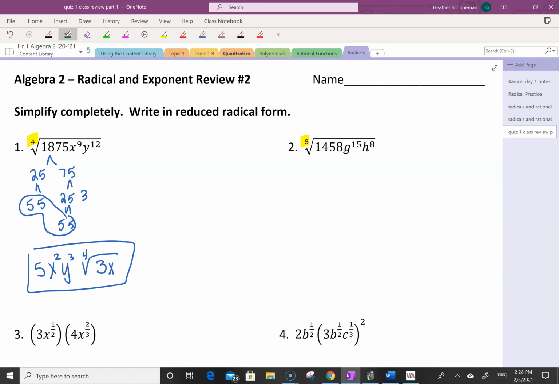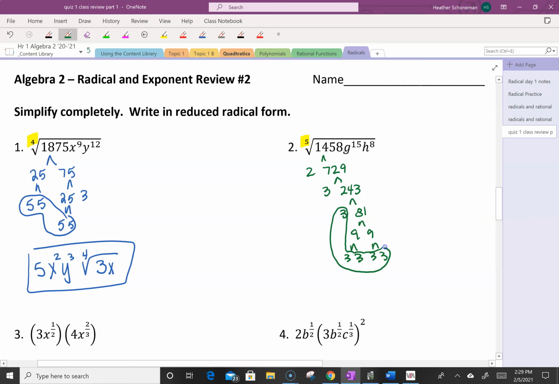Okay, number 2, I need to find the 5th root, so I'm looking for groups of 5 of 1458. Well, I know it's even, so I'm going to divide it by 2. So I have 1458 divided by 2, which gives me 2 and 729. 729 is divisible by 3, so I get 3 and 243. So I get 3 and 81, 9 and 9, and then a lot more 3's. Looking for groups of 5, so here's a group of 5, so I have 3, 5th root, and then inside I have a 2 and a 3, so 2 times 3 is 6.